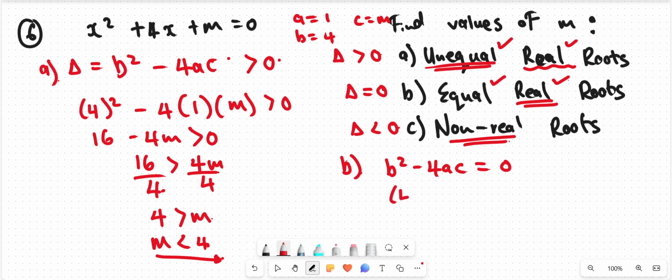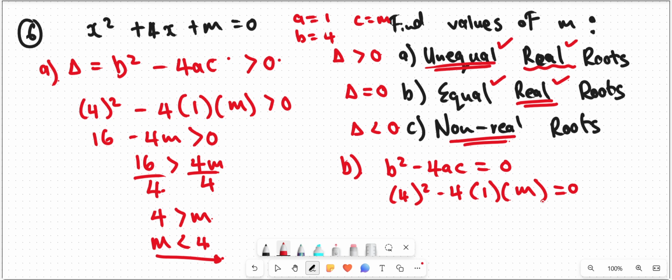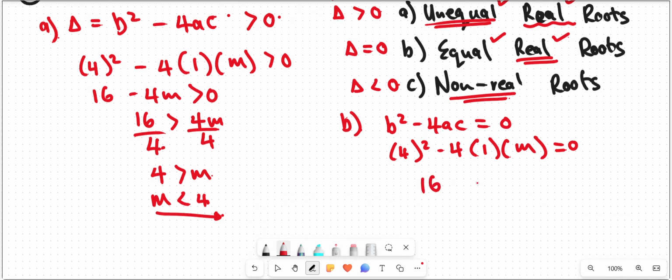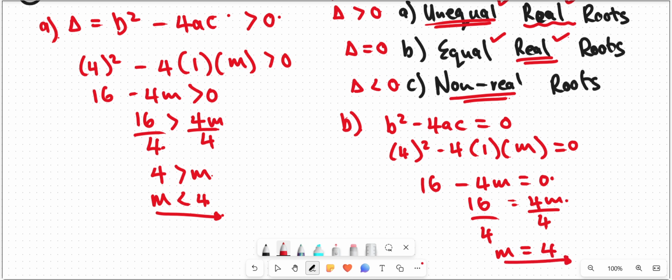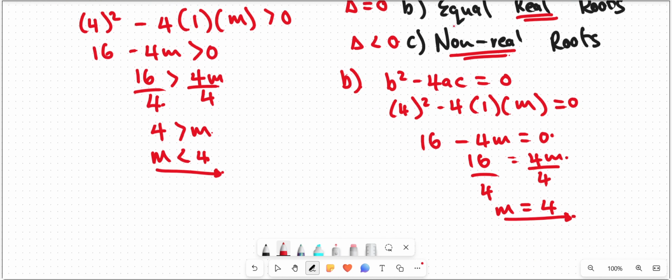So if I substitute, it will be 4 squared minus 4, 1 with an m, equal to 0. And you end up getting 16 minus 4m equal to 0. And if you take your 4m to the other side, it's a positive, divide by 4, divide by 4. So m is actually equal to 4. So the value of m that will make this equation have real and equal roots is 4.